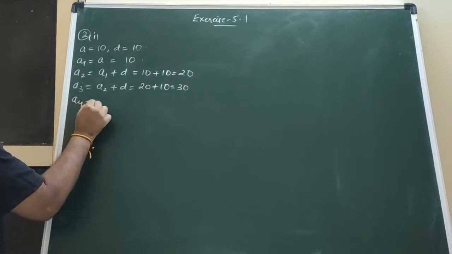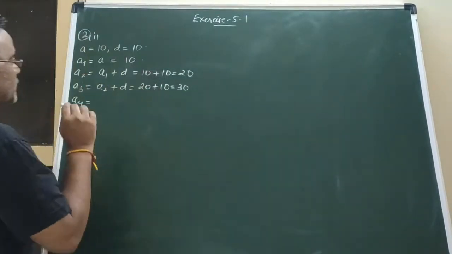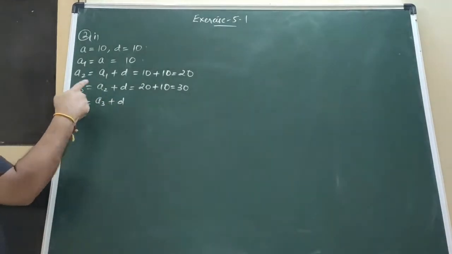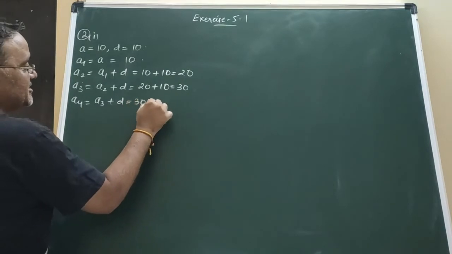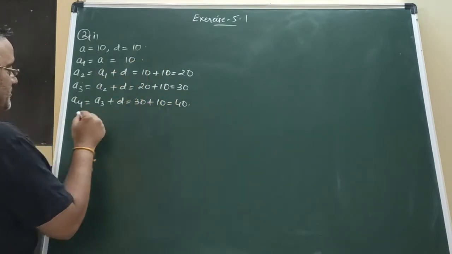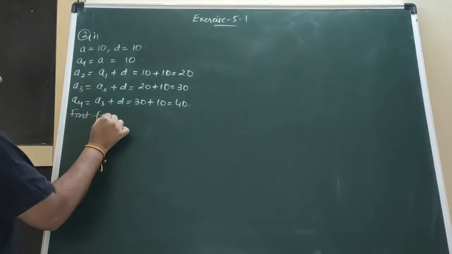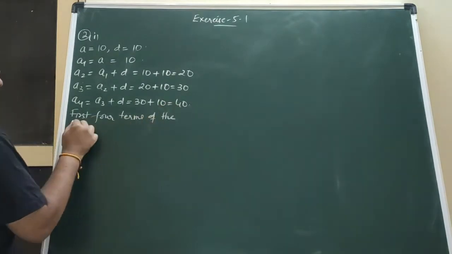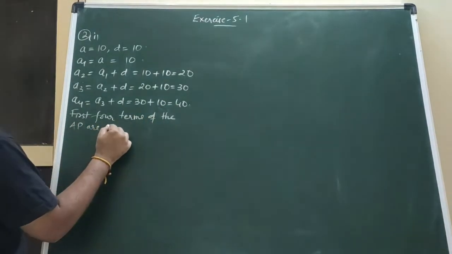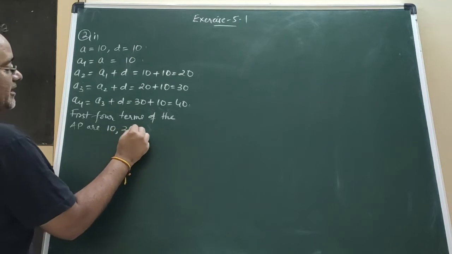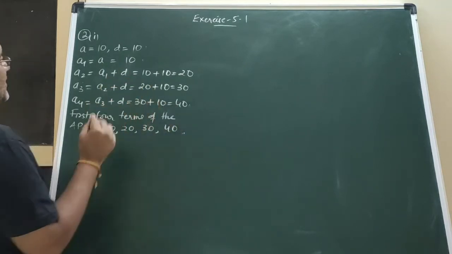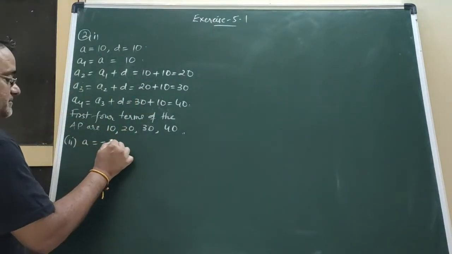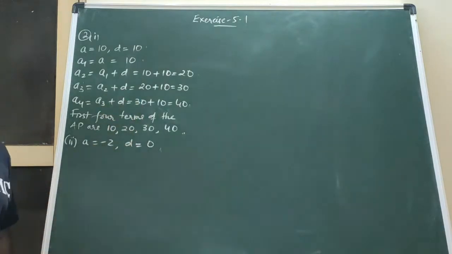And the fourth term, we have to write first 4 terms, right? So A3 plus D, preceding term A4 का क्या है? A3. So A3 में D ऐड करेंगे, that is 30 plus 10 is equals to 40. So first 4 terms of the AP are 10, 20, 30, 40. Right? This is the first bit. Now the second bit, A is equals to -2 and D is equals to 0.